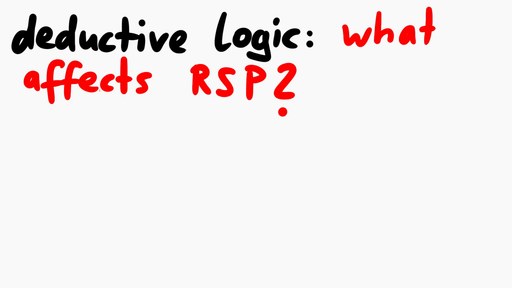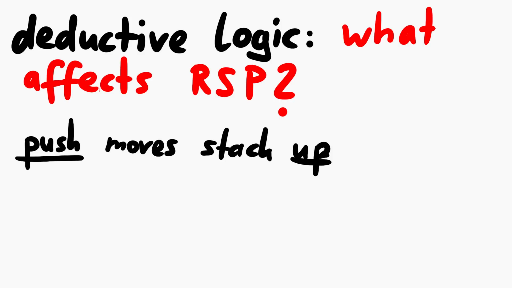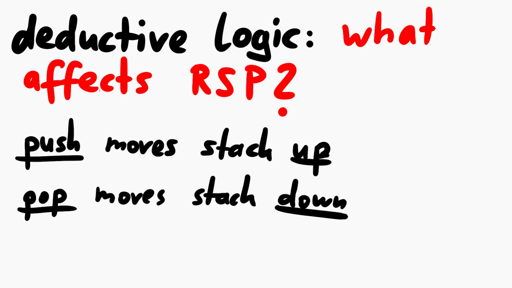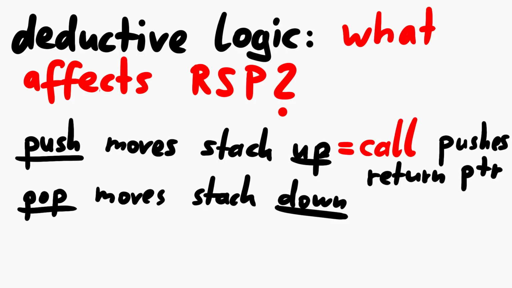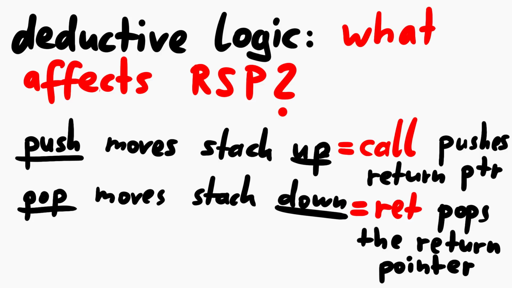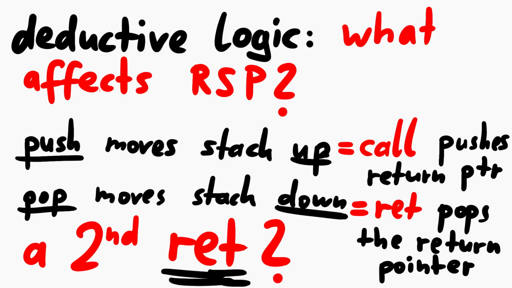So what kind of stuff affects the stack pointer? Think logically. Any push instruction moves the stack pointer up, and a pop instruction moves the stack pointer down. But also any call instruction places a new value on the stack, it's like a push, and any return instruction takes a value from the stack, so like a pop. So what if we execute a second return before we go into backdoor?